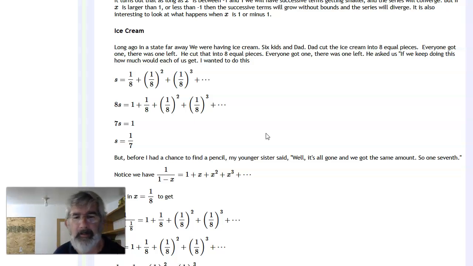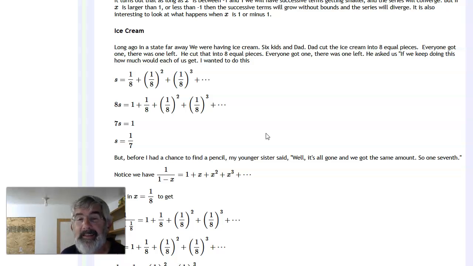And he took out a big knife, and I forgot to mention there were 7 of us eating ice cream. There were 6 kids and Dad. I don't know why Mom wasn't having ice cream, but she wasn't. There were 7 of us. Dad took that big knife and he cut that block of ice cream into 8 equal pieces, and he gave each of us a piece. So there was 1 piece left. He then took that big knife and he cut it into 8 equal pieces, and he gave each of us 1 piece, and there was 1 left. And he did this maybe 3 times, and then there was mush left.